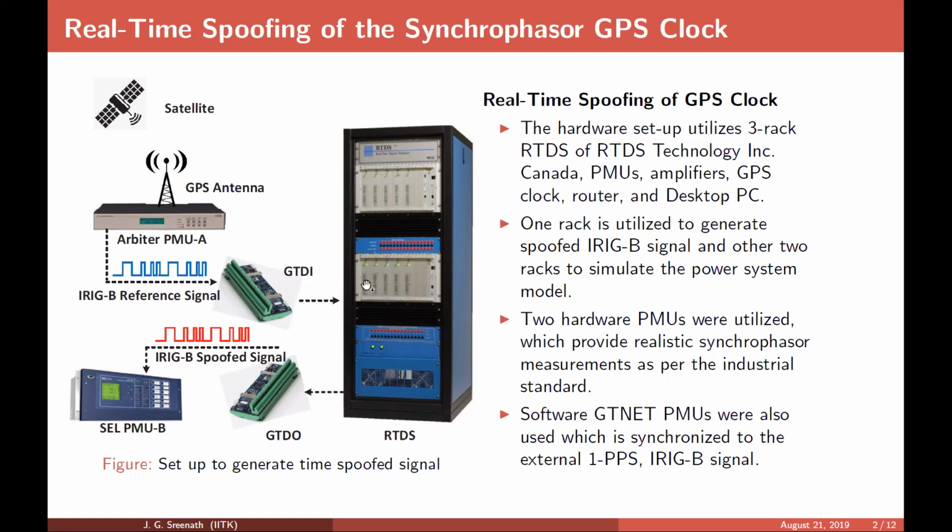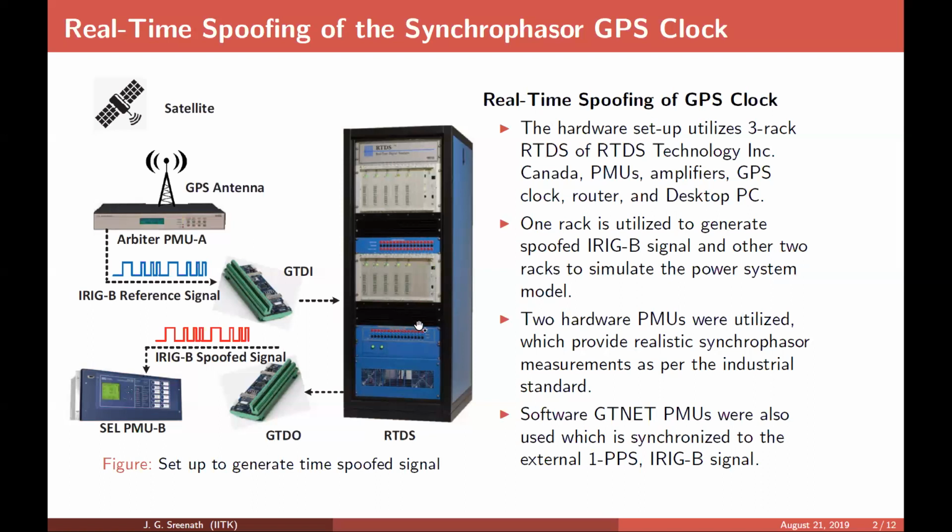So what we did here is using two PMUs, as you can see. This is the arbiter PMU and the SEL PMU. The arbiter PMU has an arbiter clock that is a GPS clock, so that generates an IRIG-B signal. This GTDI card, that is the gigatransceiver digital interface card, sends the information to the RTDS.